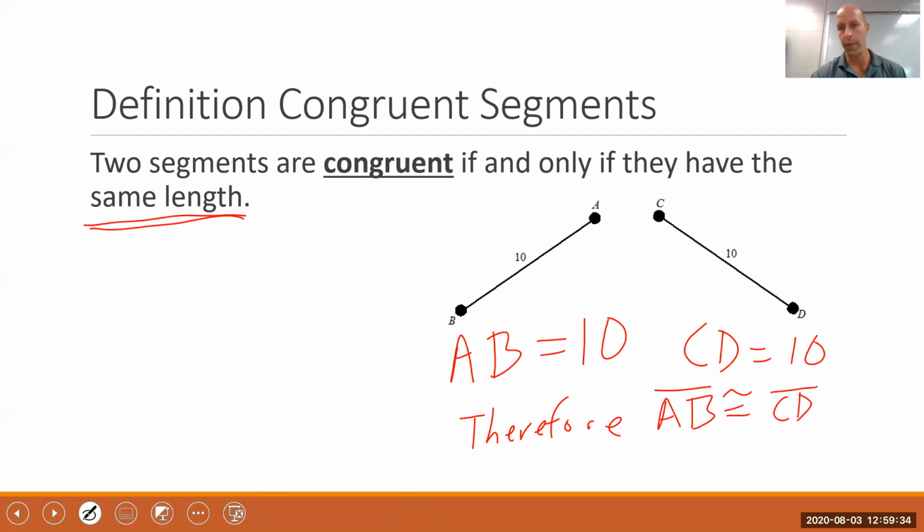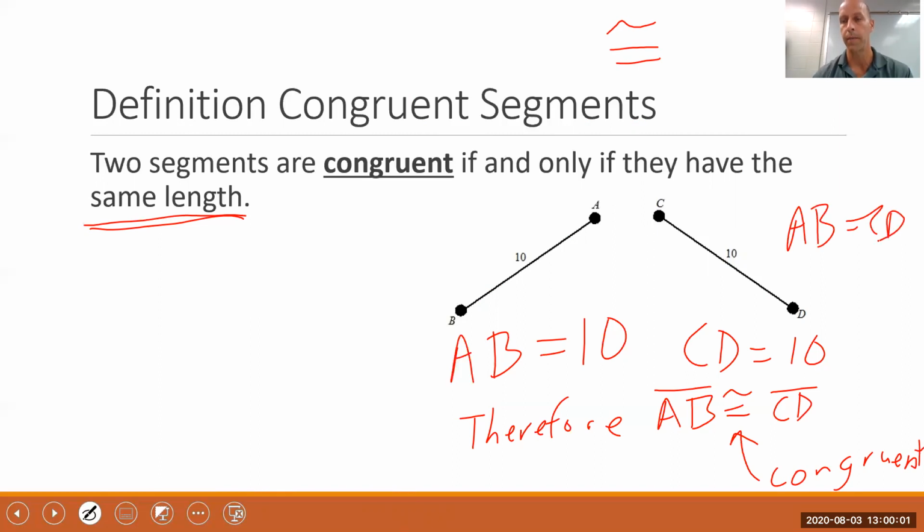Now, let me make sure this symbol right here means congruent. Okay? So congruent means they have the same length. So this symbol, I'll write it up here too. It's an equal sign with a tilde on the top. That means congruent. So we would say segment AB is congruent to segment CD because AB's length is equal to CD's length.